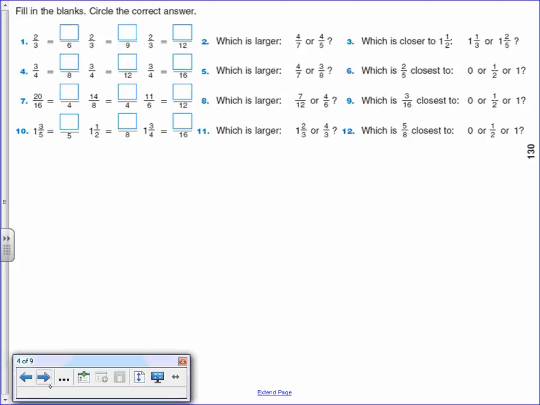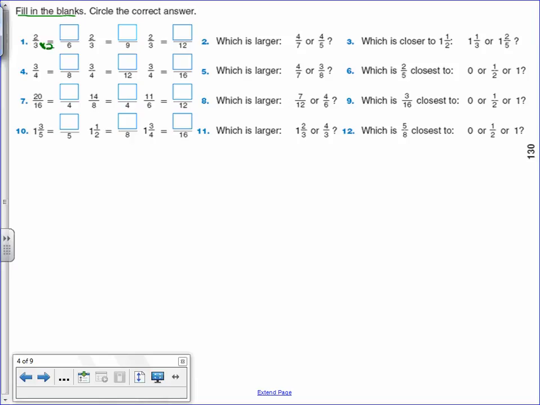To fill in these missing boxes here. Let's go through this, nice and easy. We have to fill in these blanks, and then we have to circle the correct answer on the right side. 2/3 equals what over 6? Well, 3 times what number equals 6?